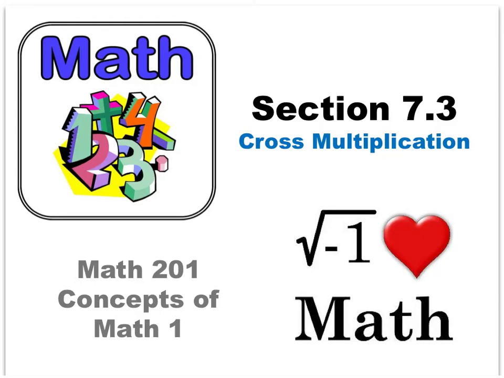Hello, this is a section 7.3 lesson. In this section we're going to talk about a couple of ideas. First we're going to connect the idea of ratios and fractions, and then second we're going to talk about the idea of cross multiplication. We all know and love cross multiplication. We know how to do it. We're going to talk about why cross multiplication works and what it is we're really doing when we cross multiply.